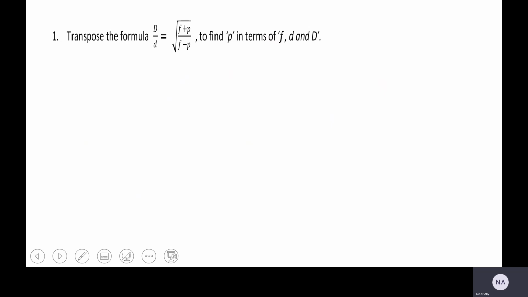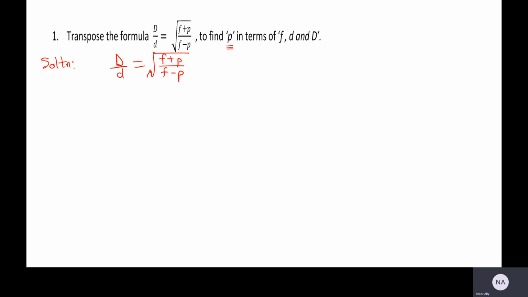One more example, transpose the formula capital D over small d equal to the square root of (F plus P) over (F minus P). So we must find P in terms of F, small d and capital D. Okay, in my solution, we have D over d is equal to the square root of (F plus P) divided by (F minus P).